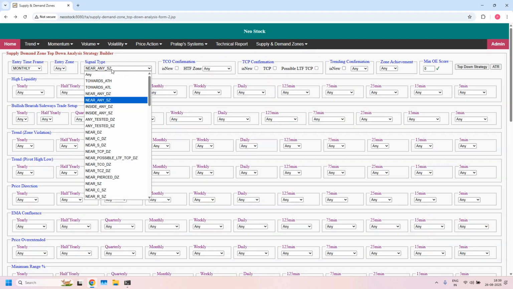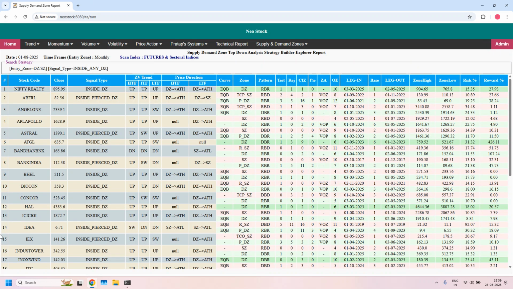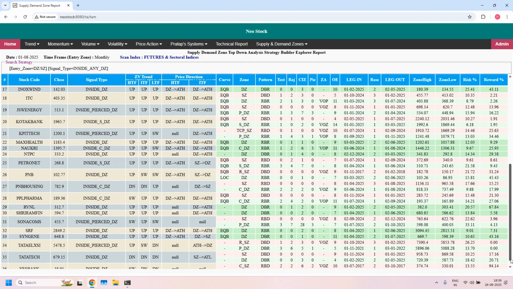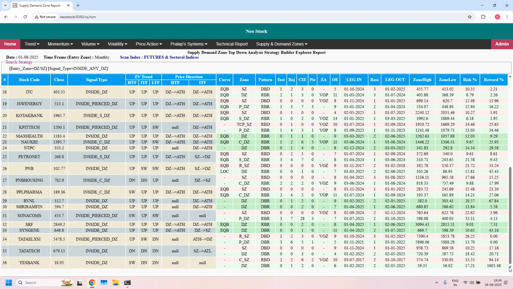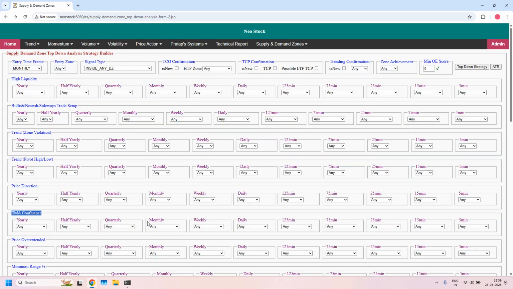Next, price closed inside the monthly demand zone. First 17 stocks in the list. Scrolling the list down. Total 36 stocks are filtered. Let us further filter this list based on monthly demand zone having monthly EMA confluence, and also trend on the monthly should not be sideways.